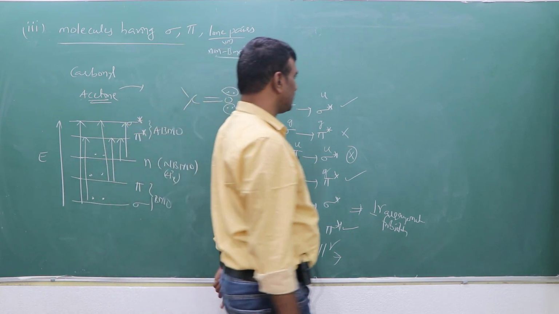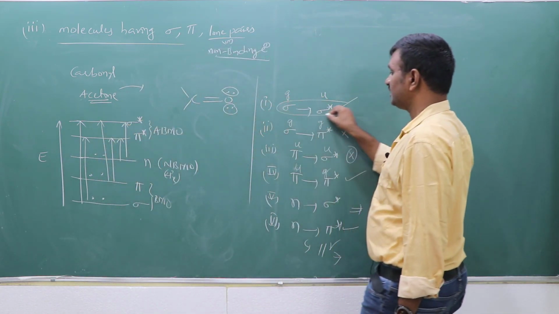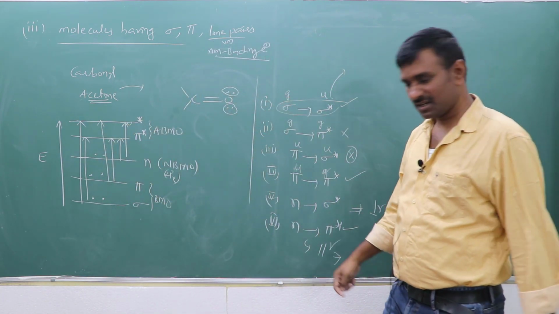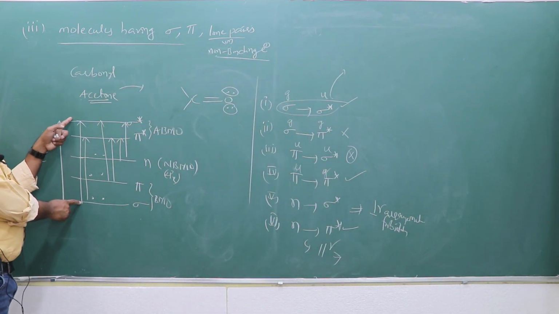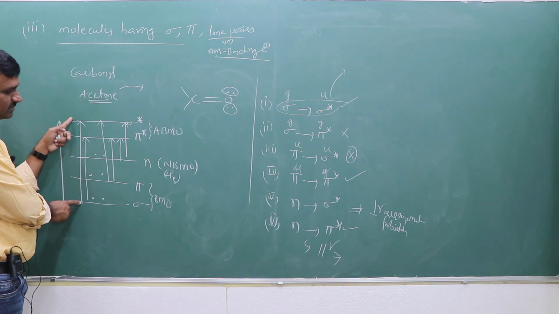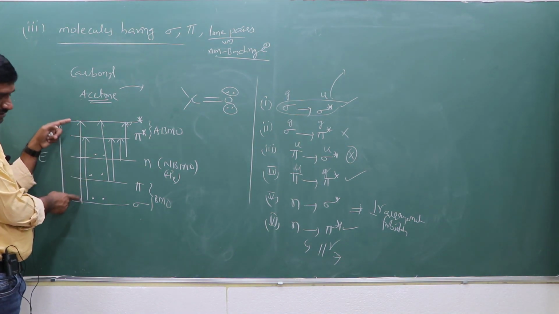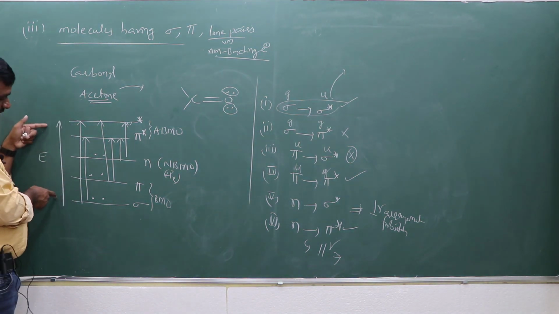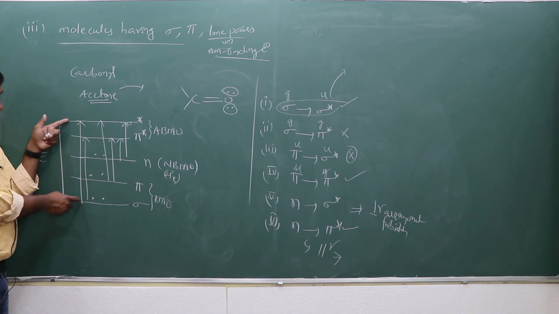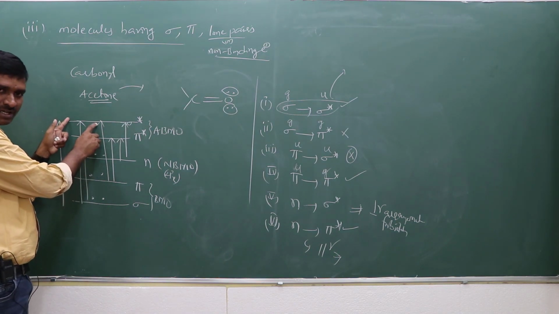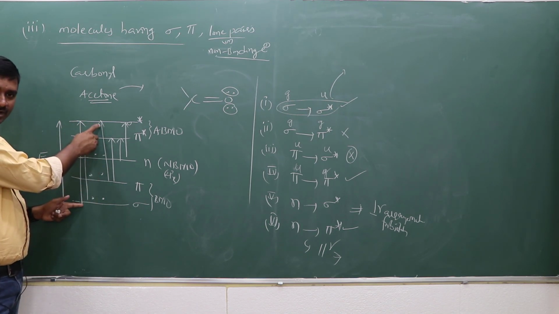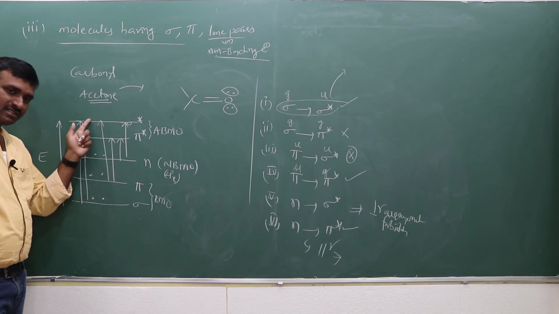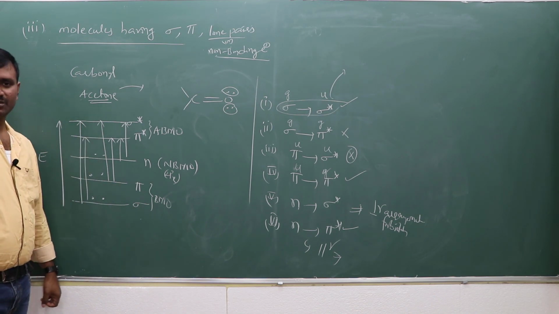So now, in the 200 to 800 nm range, for the sigma to sigma star transition, the required energy is more compared to this one, because sigma to sigma star has a large energy gap. If the electron jumps from the sigma to the sigma star level, more energy is required. When more energy is required for sigma to sigma star, that is available in which case?